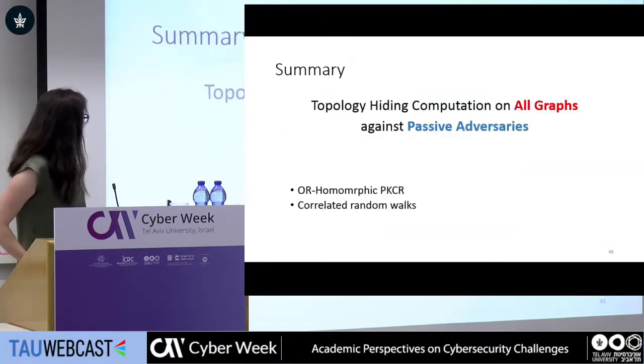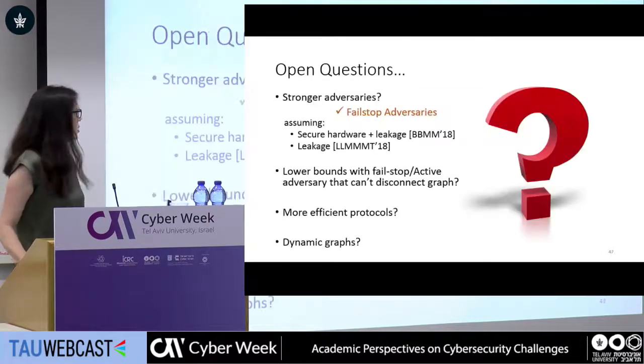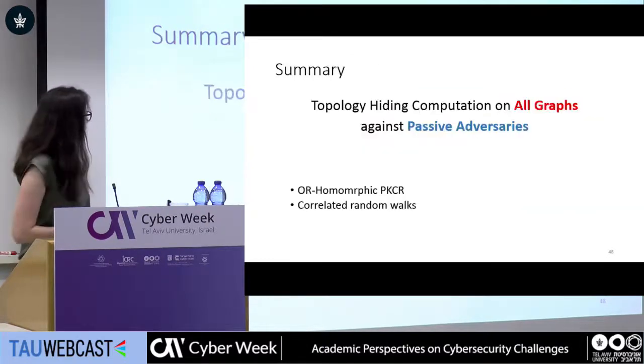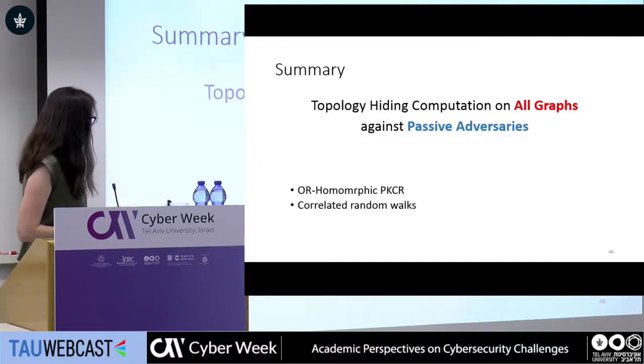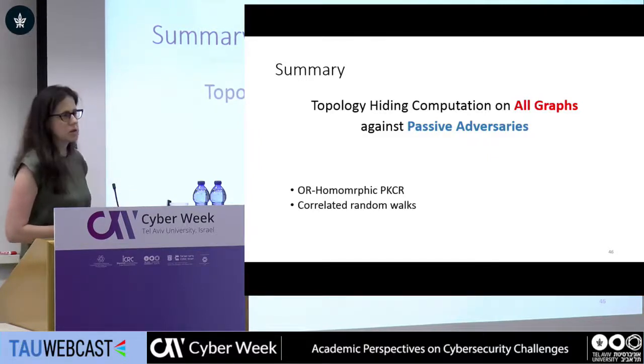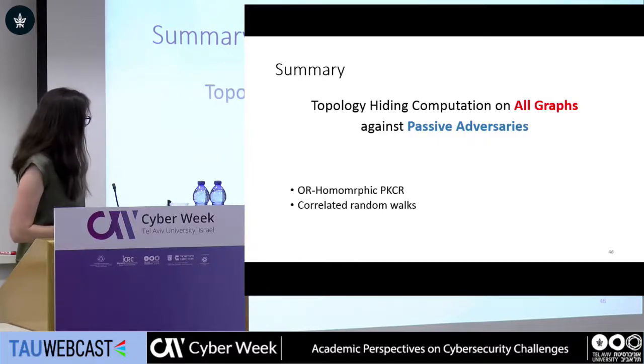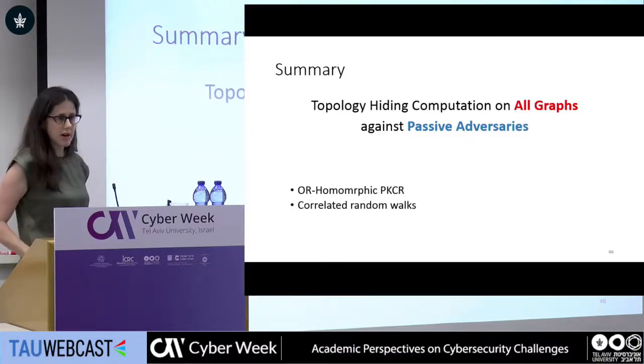And in summary, what we show is that there's topology hiding computation for all graphs against passive adversary. To achieve this, we needed a public encryption scheme with special properties and the design of correlated random walks.